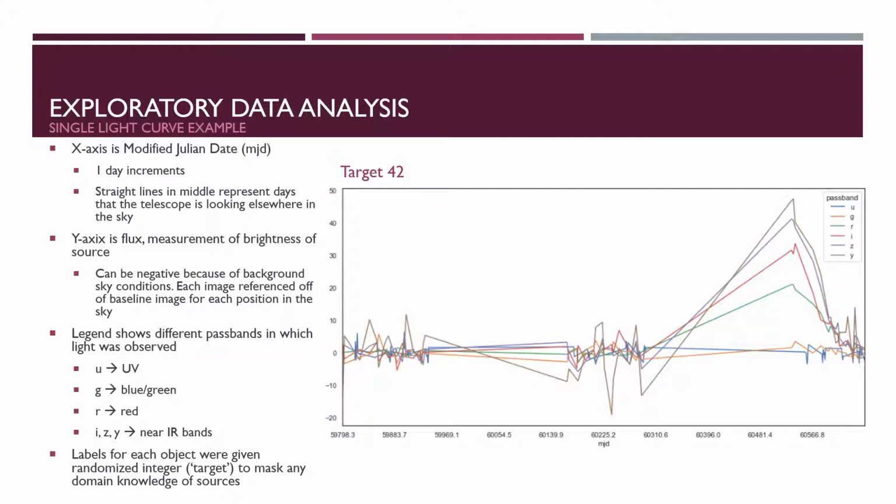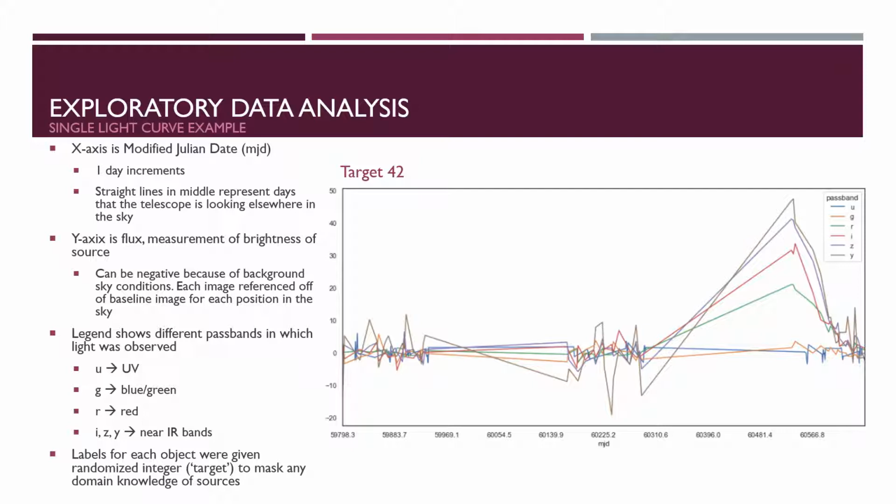The y-axis represents the light flux received from the object. This is a measurement of the brightness of the source, and intuitively this flux should always be a positive number because it's a summation of the light received. However, the flux is calculated based on a reference image for that portion of the sky, so sometimes it can go negative if it is lower than the reference image.